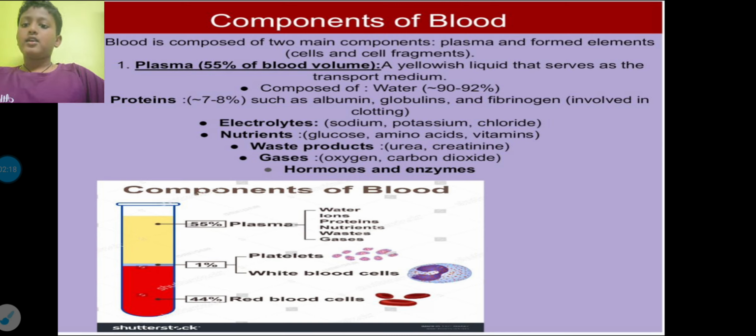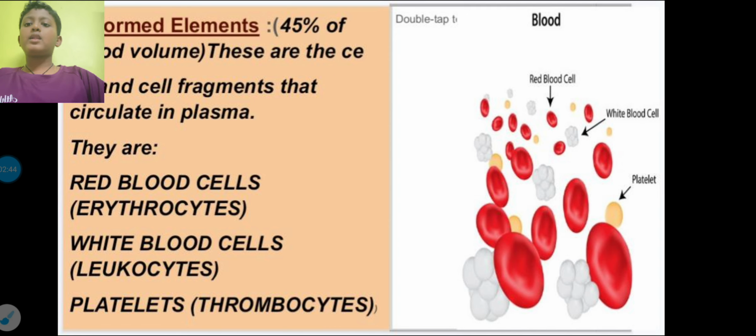In the figure, the first layer is plasma, 55%, and the thin second layer is 1% of platelets and white blood cells, and most of the red colored liquid is red blood cells of 44%. This 1% and 44% are formed elements. Now, if we come to formed elements, they are 45% of the blood volume. These are cells and cell fragments.